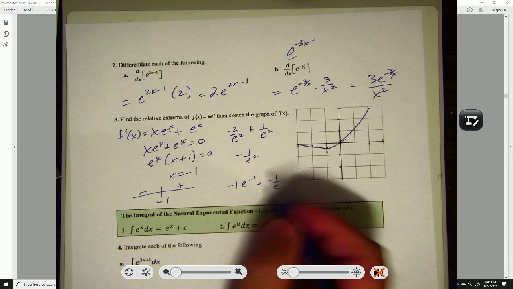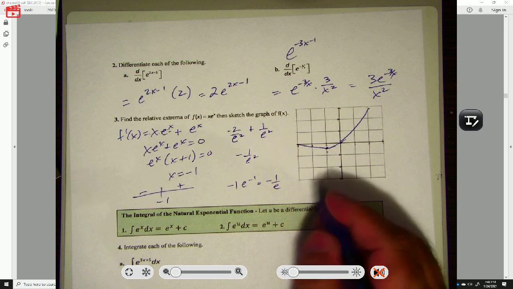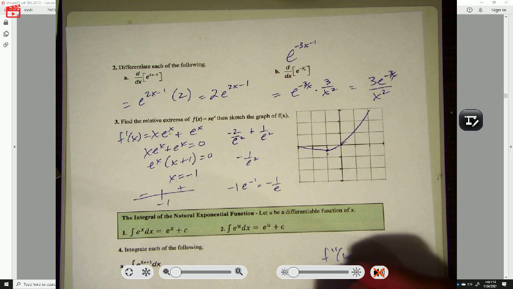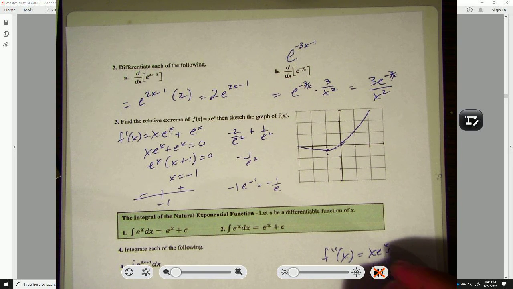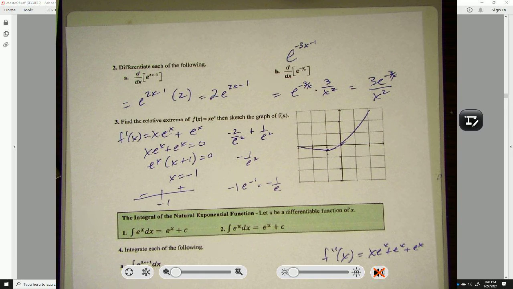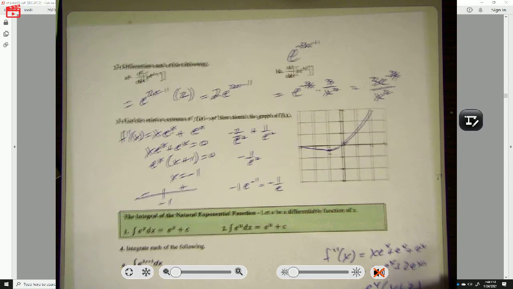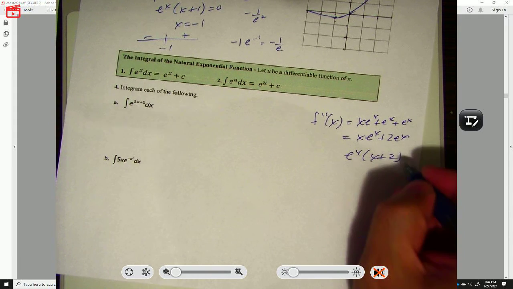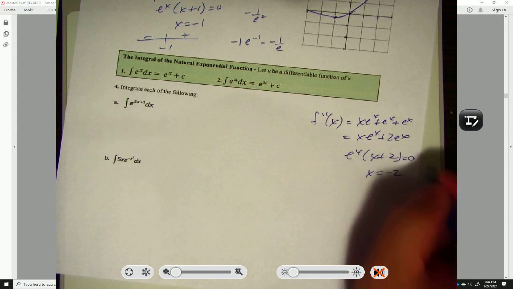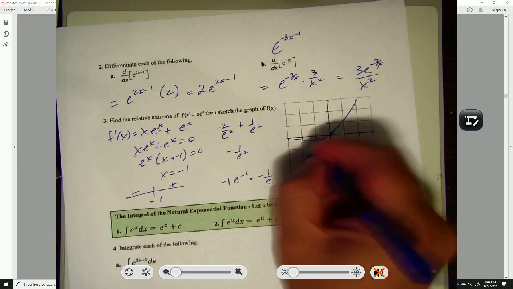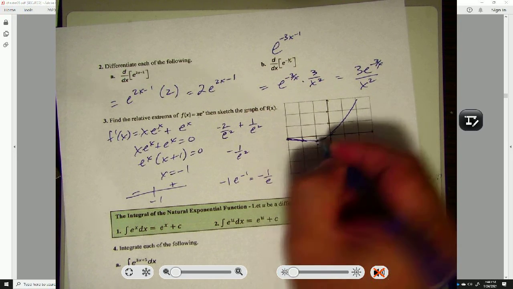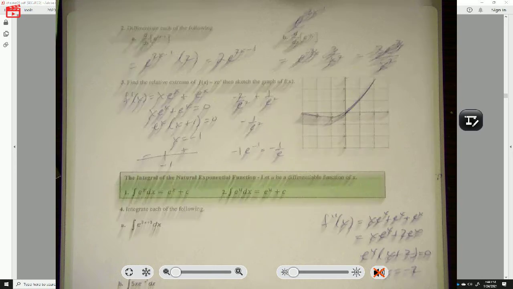Right? Let's do that for kicks. Let's find that point of inflection. So take the derivative again. So the second derivative would be x e to the x plus e to the x plus e to the x. So it's x e to the x plus 2 e to the x. So e to the x times (x plus 2). If you set this equal to 0, we get x equals negative 2. And yeah, there's a sign change there, so there's a point of inflection at negative 2. Hey, that was pretty close. Alright. Okay, so that's that.